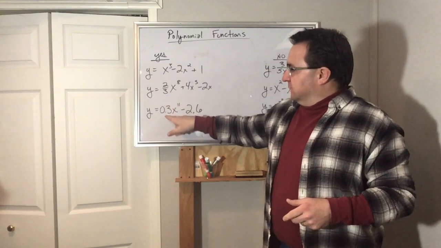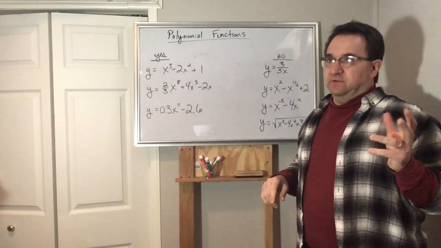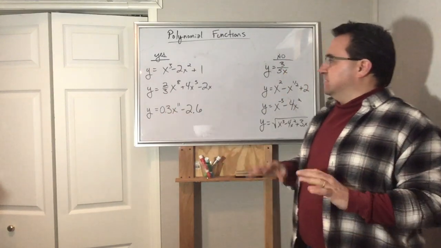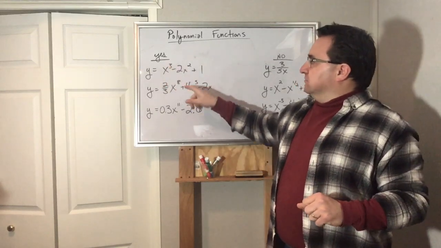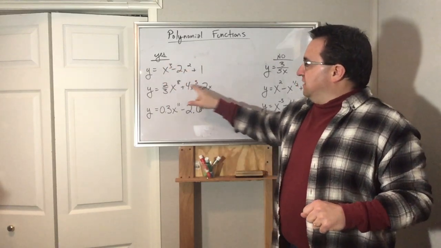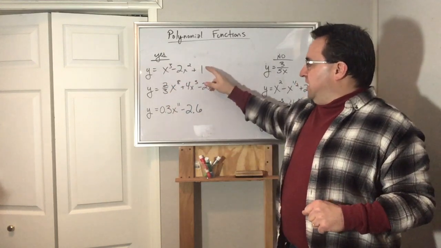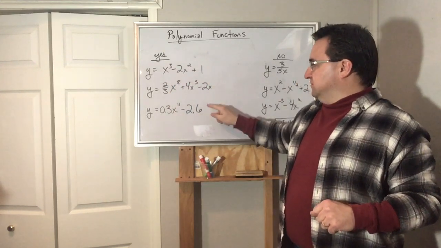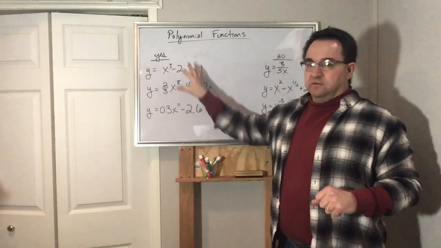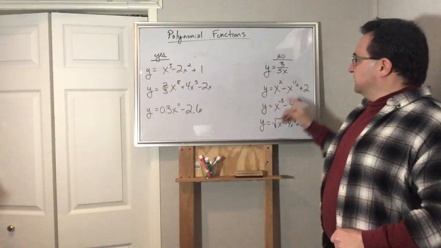Now, the number in front of the x could be a decimal, could be positive or negative, it could be a fraction, that doesn't matter. It's the powers. Notice every x has a positive whole number power, and it can have just a number. This is okay, this is okay. These are all polynomials.